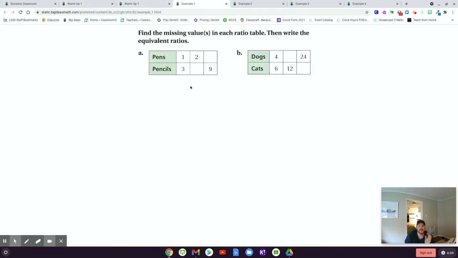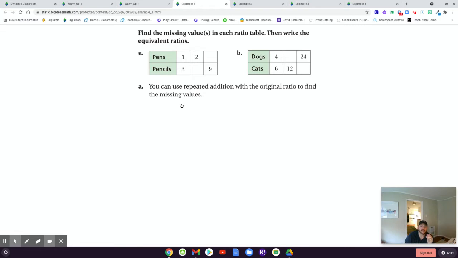Okay, now jumping in, we did that one. Jumping into the new thing, and that's ratio tables. So ratio tables can be used to solve ratios. This first table says that for every 1 pen, there are 3 pencils. So if we're going to fill in the blank, if there are 2 pens, how many pencils would there be? That's right, there'd be 6.